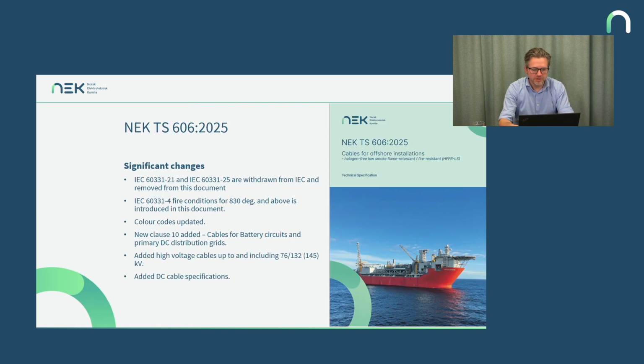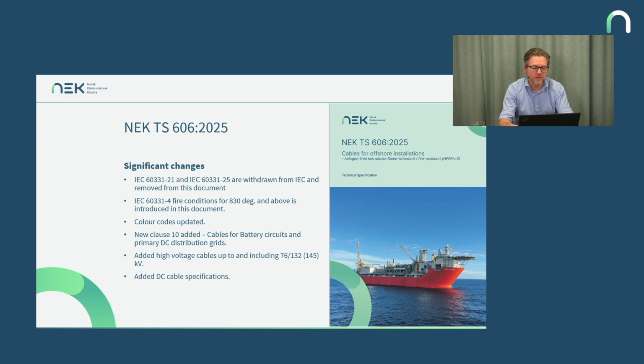This particular edition, the 7th edition, has some updates. So there are two standards that are withdrawn: 6331-21 and 6331-25. They are withdrawn but replaced by the 6331-4, which now specifies fire conditions to and above 830 degrees. There's also been some updates on the color coding on the conductors, and also a new clause has been added.